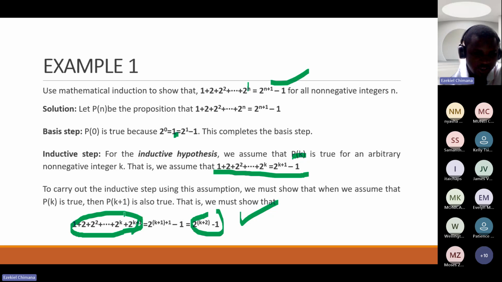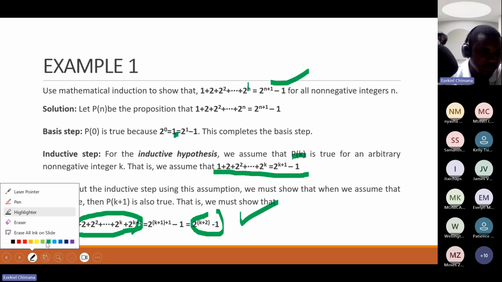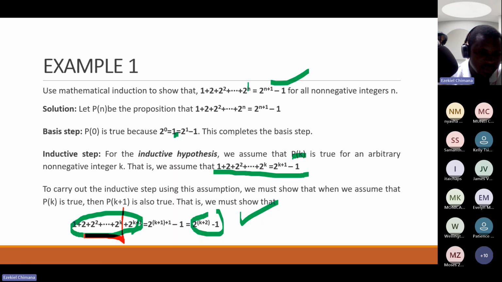So how do we do that? If we look at this part right here, I'm sure you are seeing it, you will see that this part is just the same as this part, which is our hypothesis. So you can even take this and substitute it here, and then you can work this one. So that's how you can use the hypothesis part on this one.